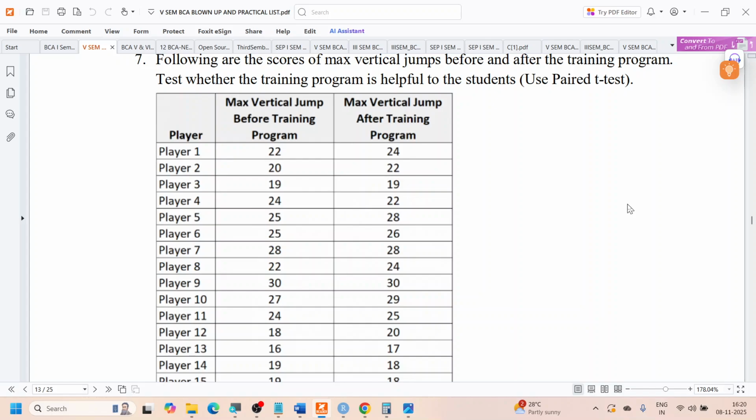Now how do we calculate this? Definitely we have the pair here, that is, before the training and after the training. That means there are paired values and we are supposed to find whether there is a significant difference in their mean differences. So naturally we have to go for a t-test. I'm going to solve it manually first and then we will go to R programming, because in R you don't have to do much, as R is going to give you the answer straightforward. So let's try to solve it manually.